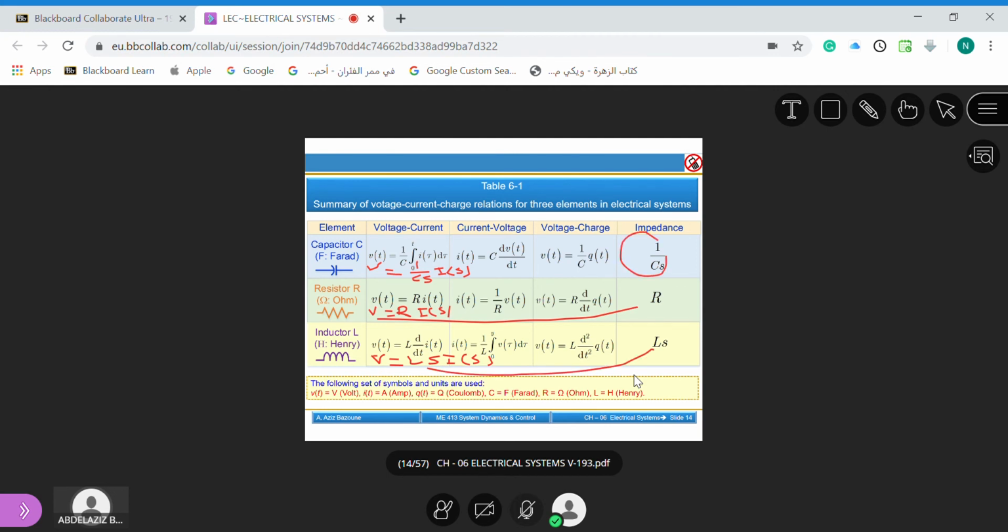And this is the impedance method. We studied the impedance method. It's very easy.